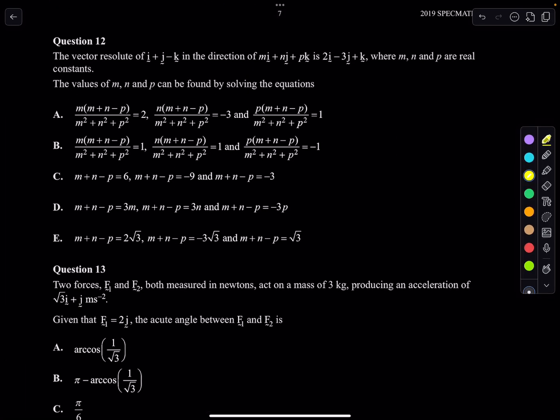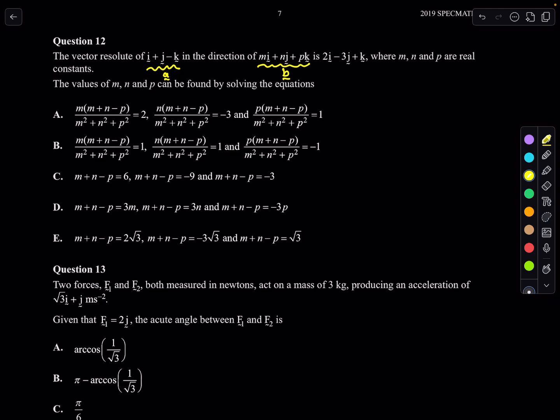Question 12. So the vector resolute of this in the direction of this is actually this, where m and n are relative constants. Find the values of m and n, and p can be found by solving which equations? I'm just going to do this with CAS. It's really, really easy how to find vector resolute. So let's denote some vectors right now. So let's denote this vector as A, and let's denote this vector as B.